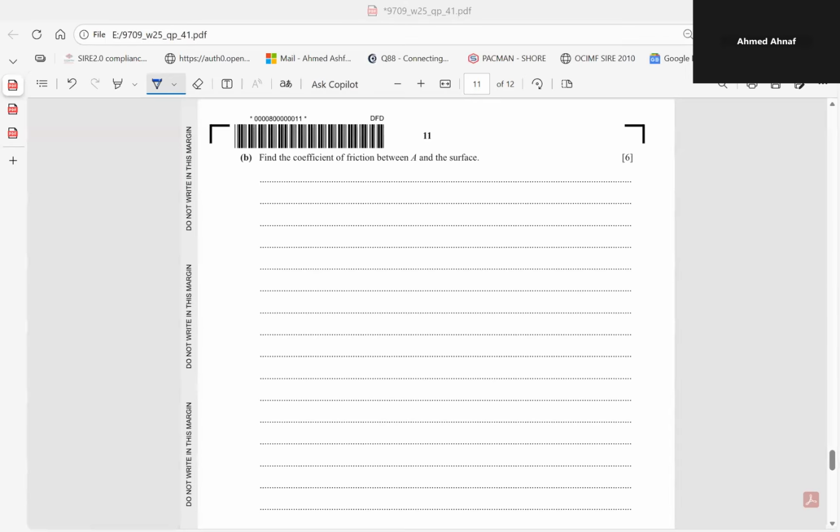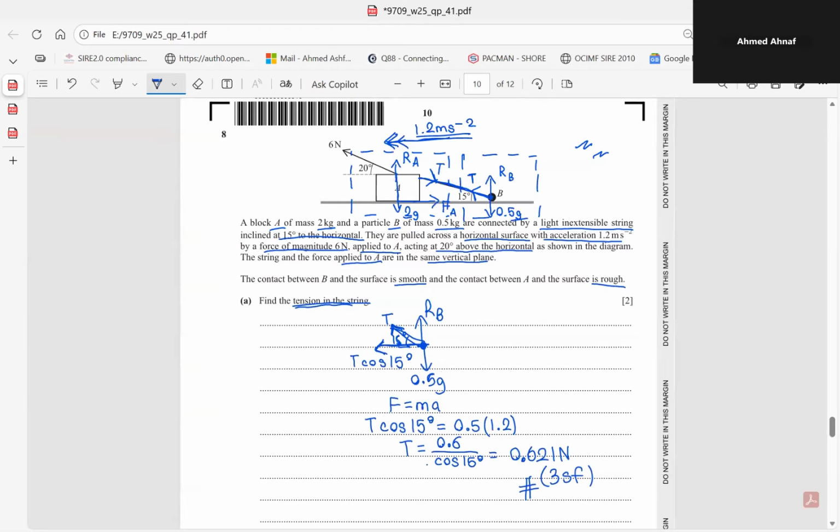Okay, so for the final part, we have to find the coefficient of friction between A and the surface. Let's see what we have to do. Let's take A separately, because if we take the whole system, we'd have to also find RB, which would make things a lot more complicated. So let's just take A as its own system.